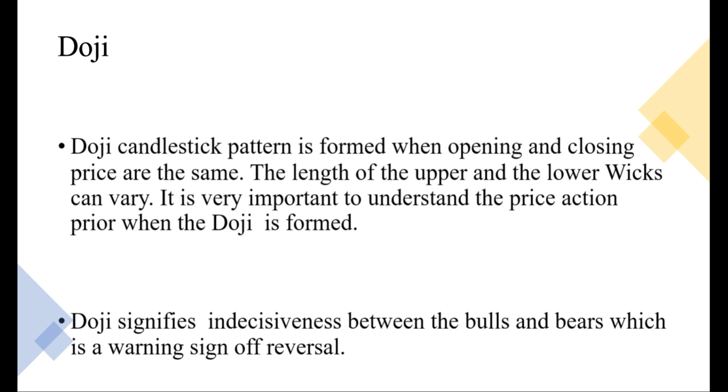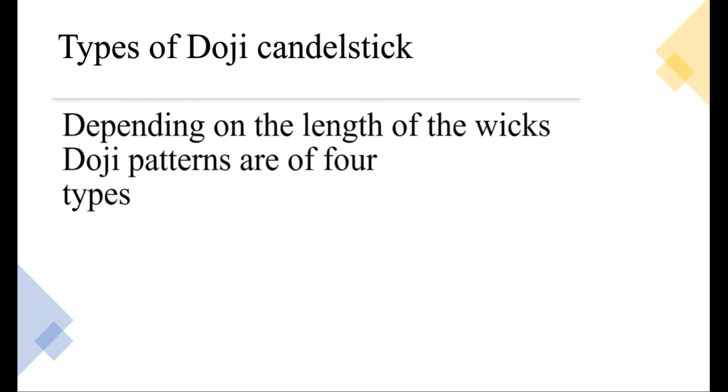So this is all about the doji as such, and there are types of doji formation as well. There are 4 types of dojis. How they vary is that the types of doji actually depend on the length of their wicks, on the length of the upper wick and the lower wick. There are four types of doji. So let's see the first one.